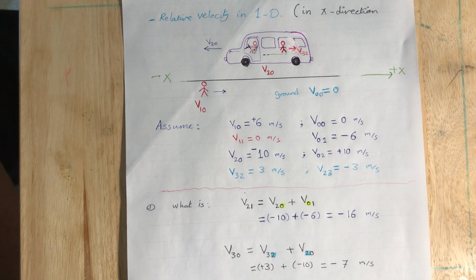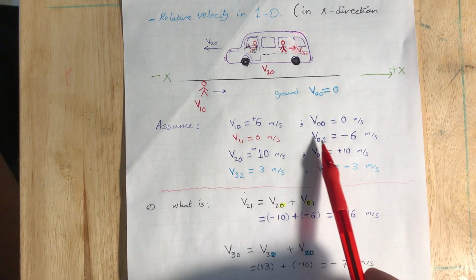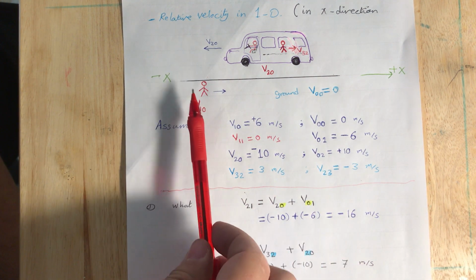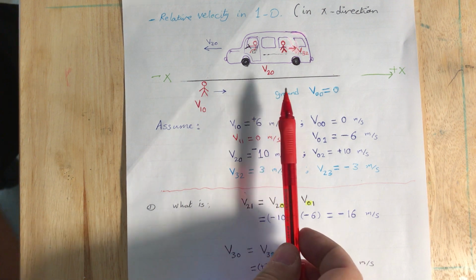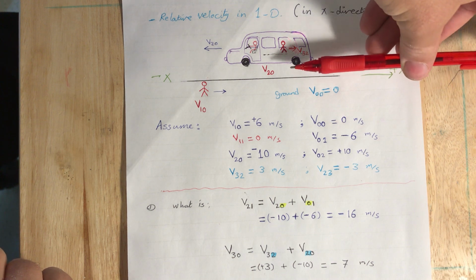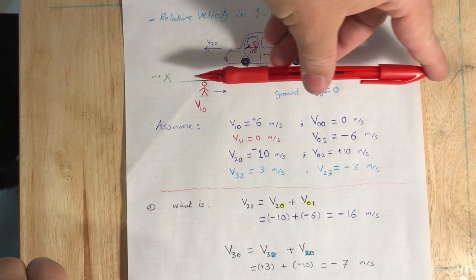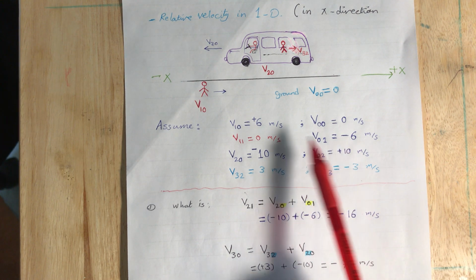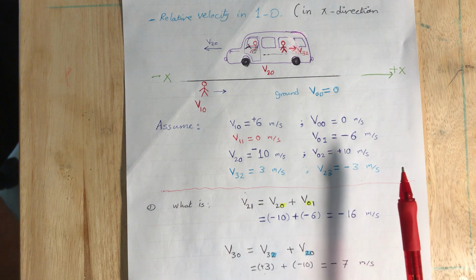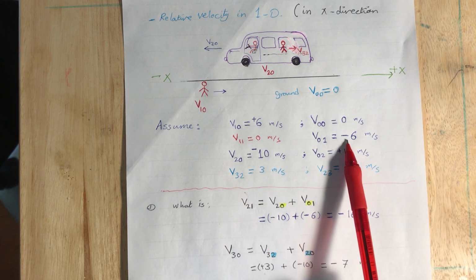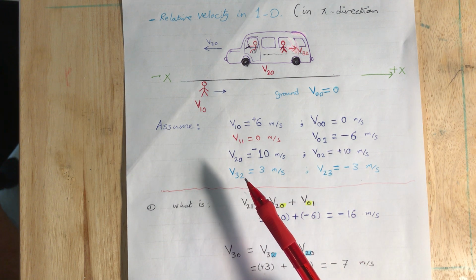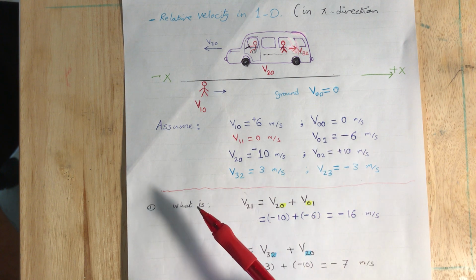We can find that. What is the velocity of the ground, v01, with respect to this man? If the man moves in this direction with velocity positive 6, then the ground seems to move with respect to the man with velocity negative 6. So if we change the indices, then we need to change the reference points, and then we need to change the direction, or the sign, of the value.